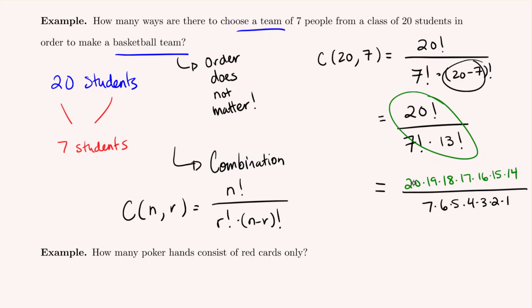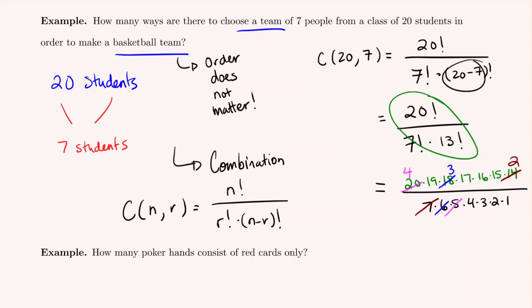If we'd like, we could just type the top into our calculator and divide it by the bottom. However, if you'd like to simplify further, 7 goes into 14 2 times. 5 goes into 20 4 times. Let's see what else we could do. 6 goes into 18 3 times.